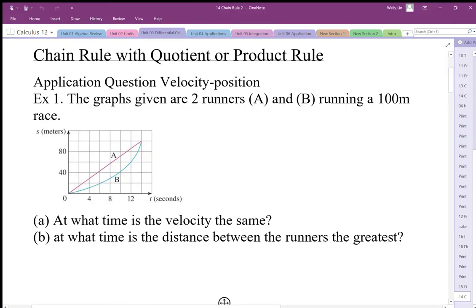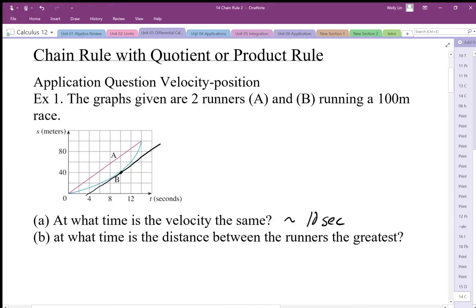So at what time is velocity the same? Okay, so velocity would represent the slope. Since A is going at a constant rate, their slope is the same. And for B then, it looks like probably about 10 seconds. Looks like we have a tangent slope about there. So approximately, we're going to say approximately at 10 seconds.